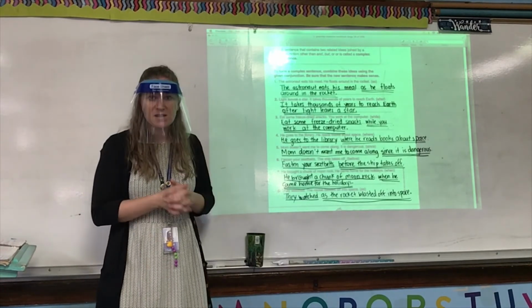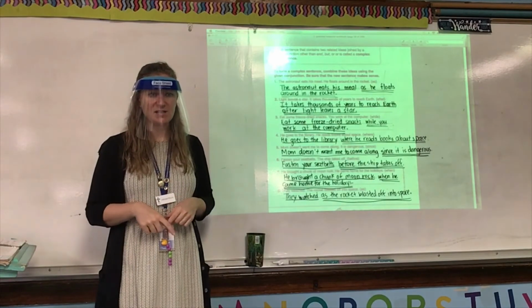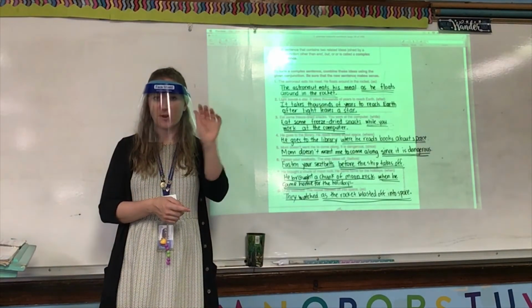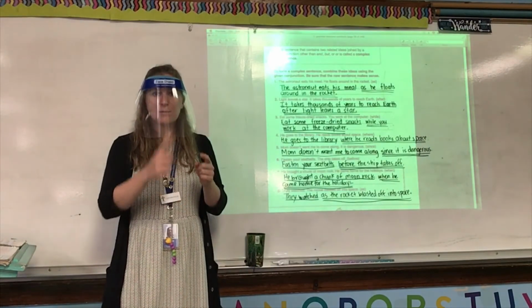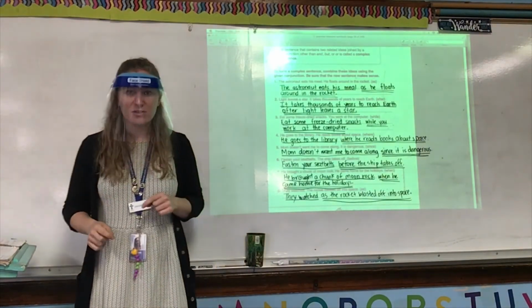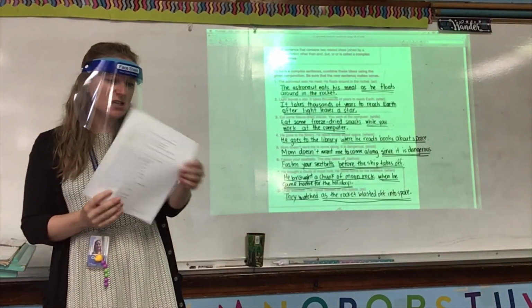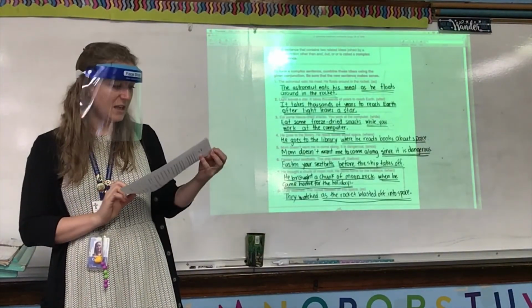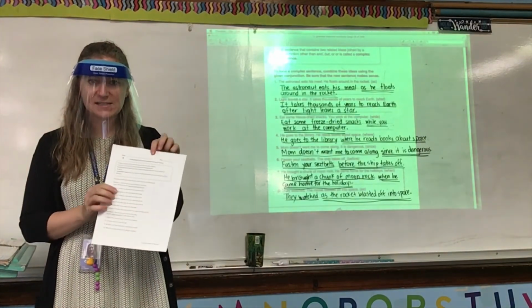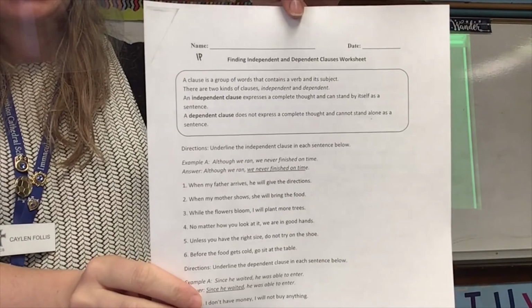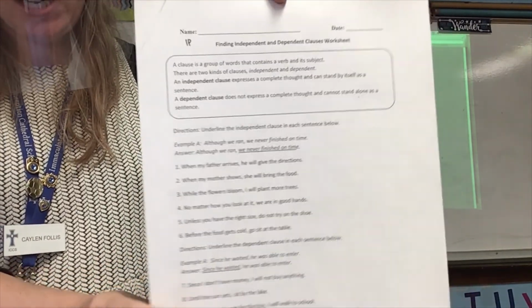Okay, so now it's time for the independent practice. So those of you at home, get out the sheets. There's 2 of them. You may have printed them front and back. That's okay. But they both say IP under the word name. Okay, so everybody look at the front of the independent practice. The title is Finding Independent and Dependent Clauses Worksheets.